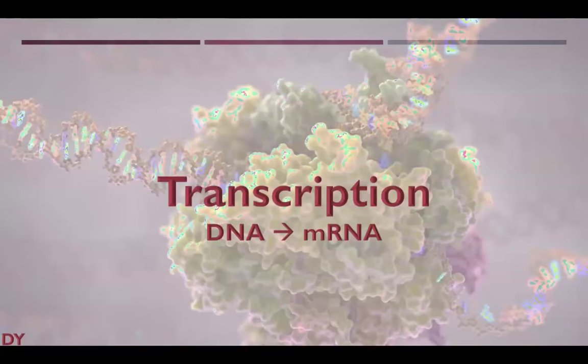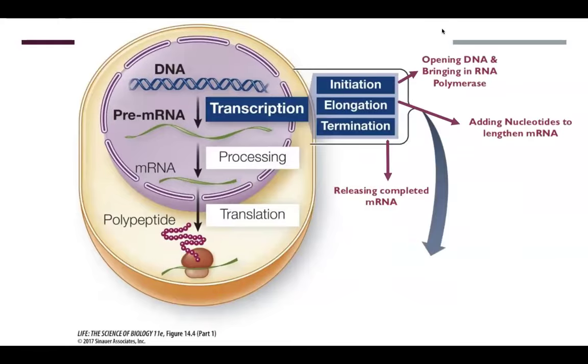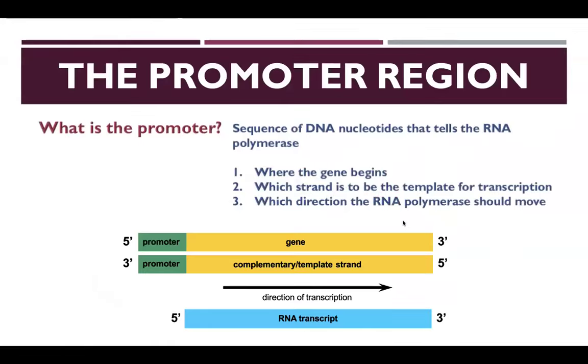So now we're going to talk about the first part, which is transcription, DNA to mRNA. So for transcription materials, you have your DNA template, you have your nucleotides, and then the RNA polymerase enzyme. So within transcription, there's initiation, elongation, and termination. Initiation opens up the DNA and brings in RNA polymerase. Elongation is when nucleotides are added to lengthen the mRNA. Termination is when the mRNA, after it's completed transcribing, is released.